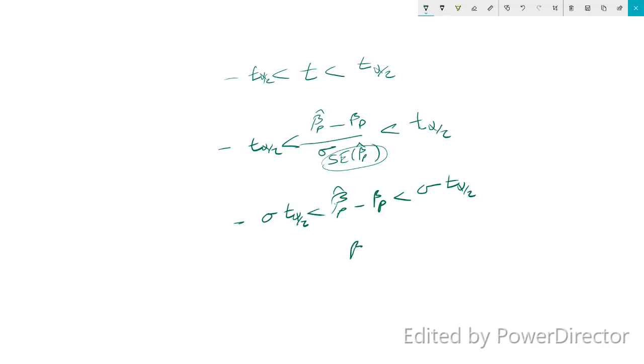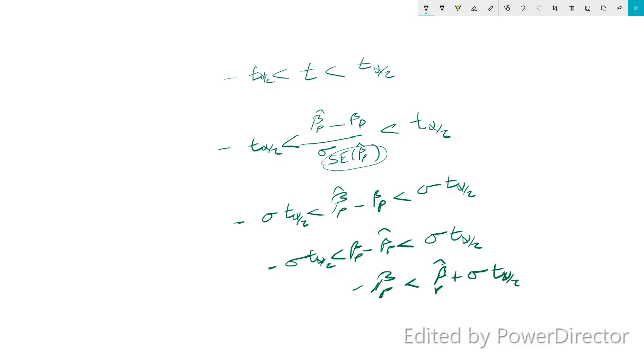So it turns out that we have beta p minus beta p hat is equal to sigma t alpha over 2, and then we have it here as minus sigma t alpha over 2. And then we add the beta p hat. So beta p is going to be between beta p hat plus sigma t alpha over 2 and beta p hat minus sigma t alpha over 2. This will be our confidence band.